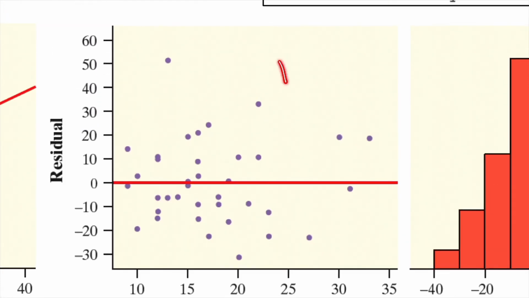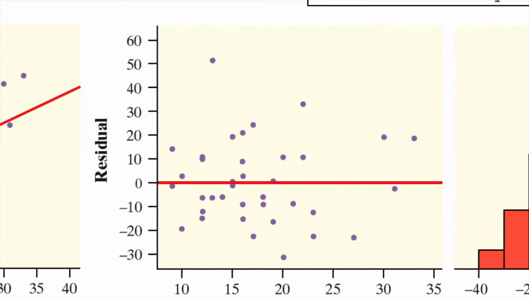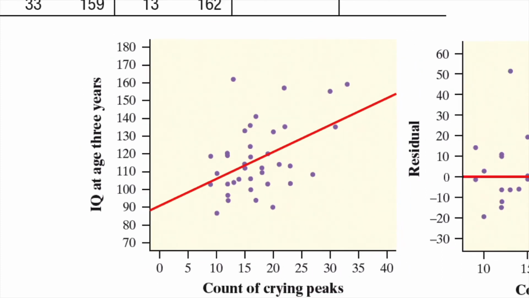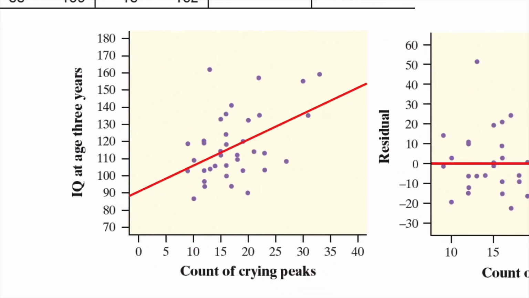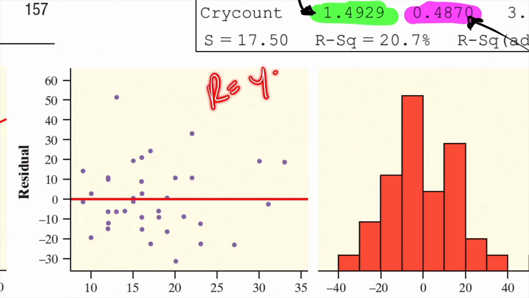So remember, residual is y minus y hat, right? If this were a positive number, that means this guy was a lot bigger. So what actually happened? What is y in this case? IQ. Okay. So the actual IQ was a lot higher than we predicted. To be positive, y has to be a lot bigger.